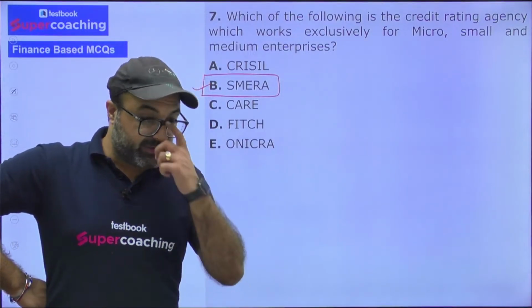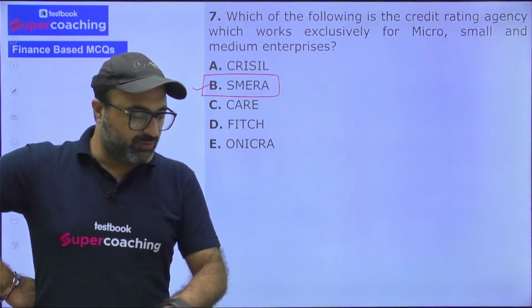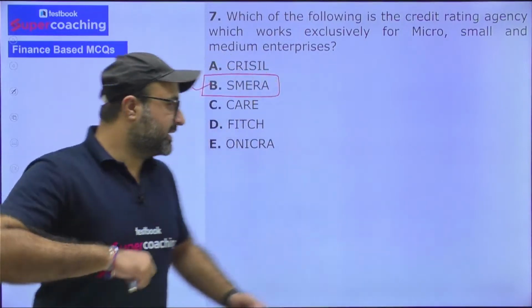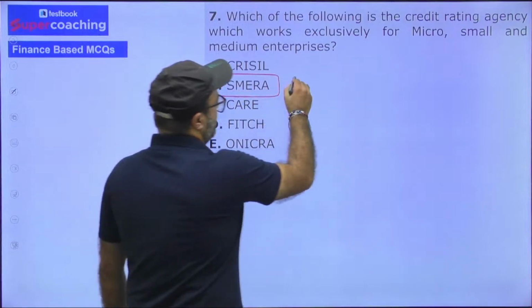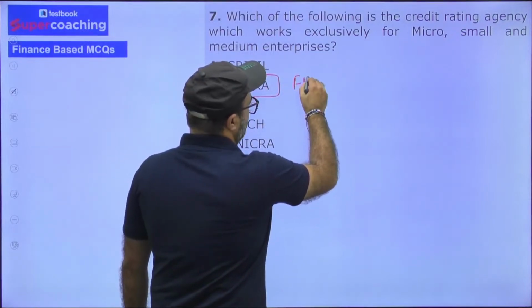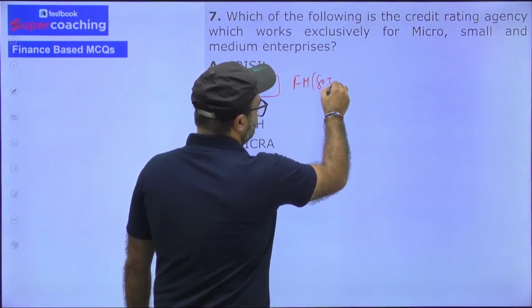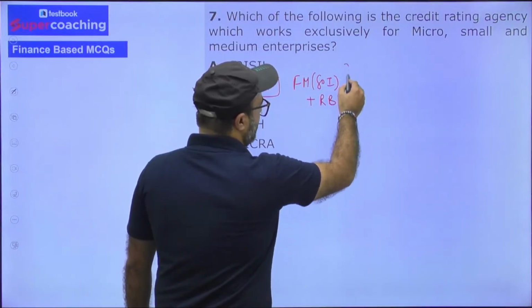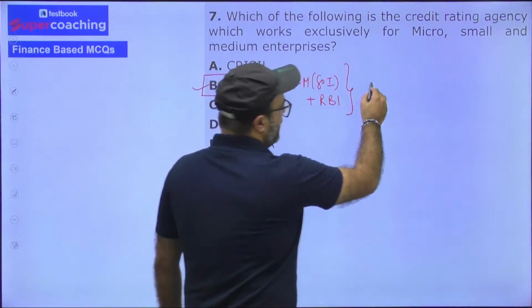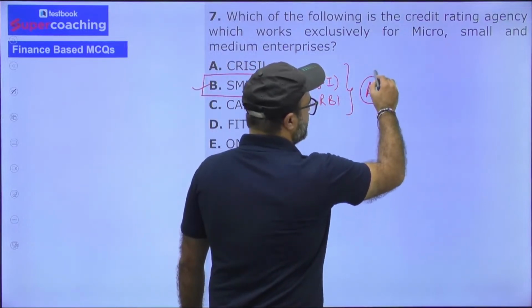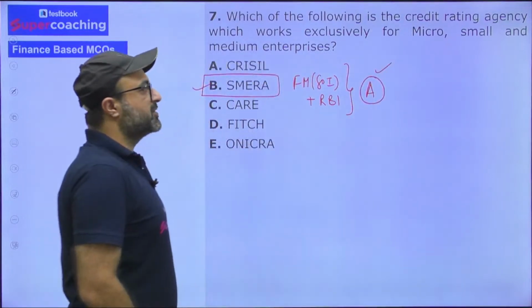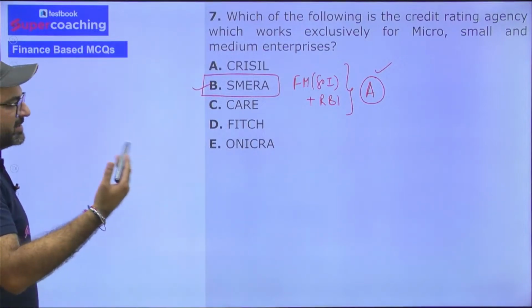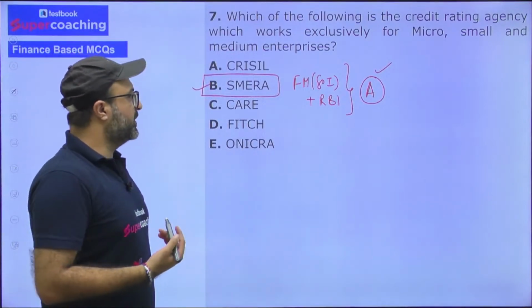Is it clear, everyone? Clear? Shall I move to the next point? So next time if someone asks you, SMERA was set up by the Finance Ministry, Government of India, plus RBI. Later on it was taken over, and right now it is a subsidiary of Acuite, which is a joint venture of SEBI as well as DNB. Moving on to the next point.